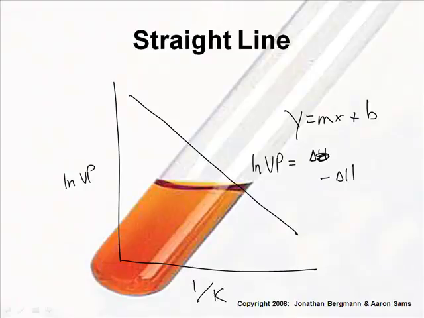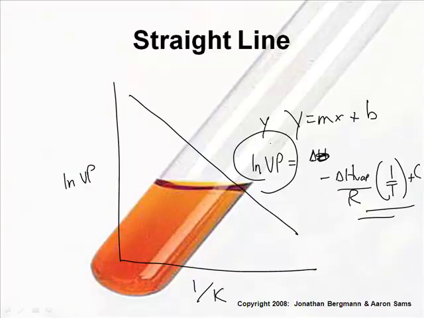Negative delta H vaporization, remember we talked about that, over R, times 1 over the temperature, that's in Kelvin, plus some constant. So the natural log of your vapor pressure is your Y. Your M is negative delta H over R, and 1 over T is your X. And then plus B is your constant there. And that's just your B.